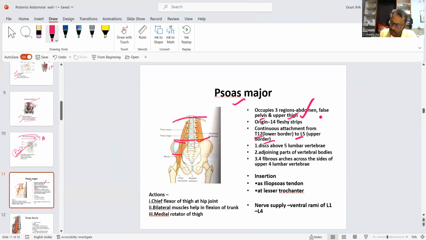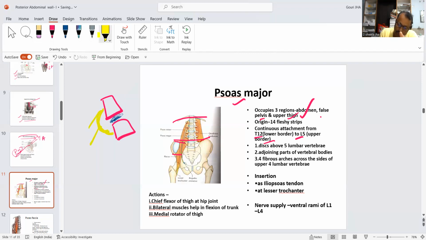Then one disc above the fifth lumbar vertebra, the adjoining parts of all the vertebral bodies, and the fibrous arches across the sides of the upper four lumbar vertebrae. Actually, we have the vertebra over here, and the intervertebral disc over here. By the side of this, we have this fibrous arch, which connects one body to the other body.